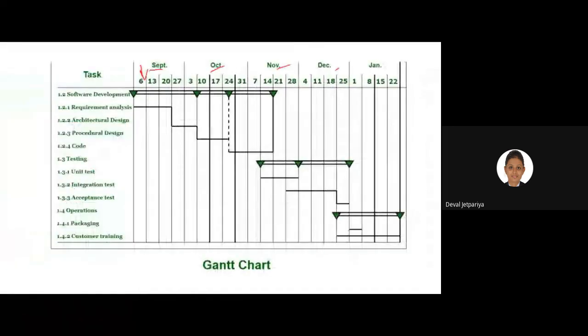So you can see over here various tasks are given like software development, requirement analysis, architecture design, procedural design, code, testing, types of testing, unit, integration, acceptance, operation, packaging, and customer training. You may refer, sometimes here we have software development going on and we are starting with the requirement analysis, right? So whatever the overlapping, the time duration, ending time, starting time, every detail we are able to analyze with this chart. Are you able to see this?